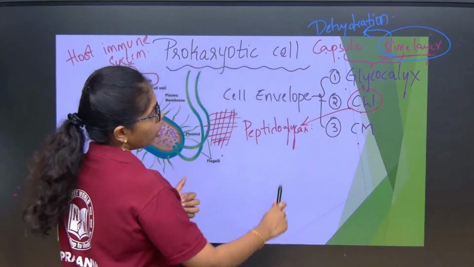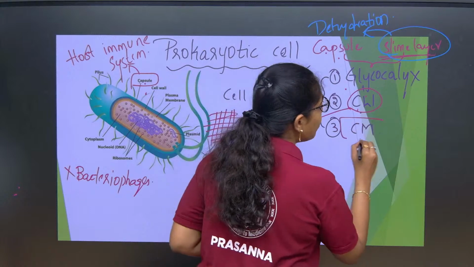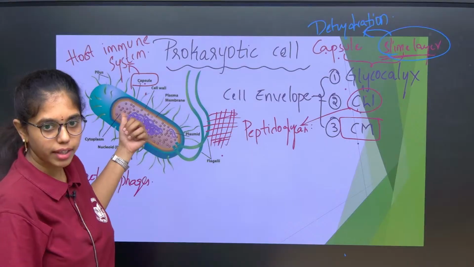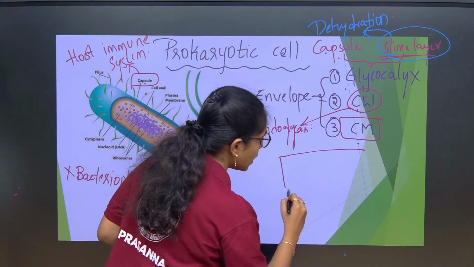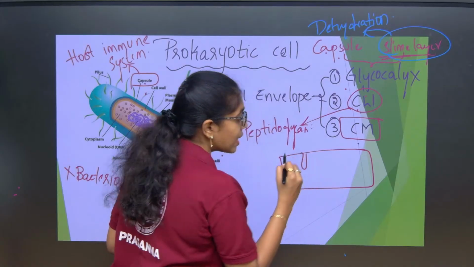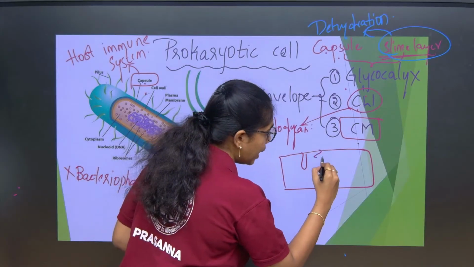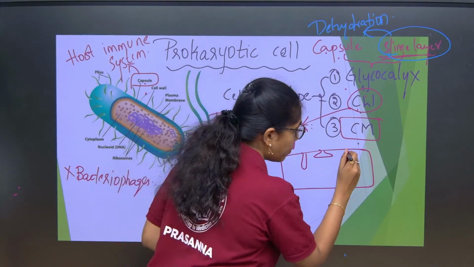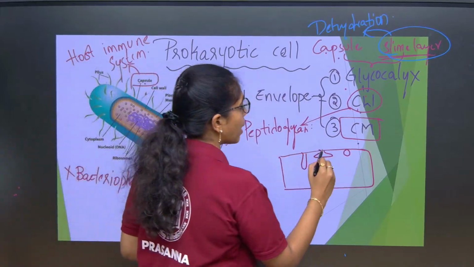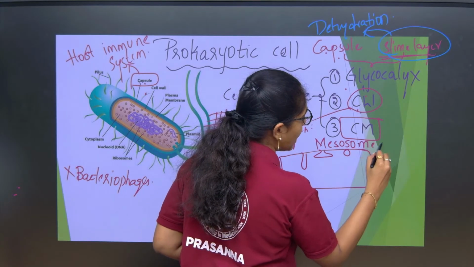Yes. So, cell wall is made up of peptidoglycan. Next is cell membrane. Here the cell membrane of bacteria is a little peculiar, wherein it has some extensions. These extensions can be tubular, or lamellar, or in the form of vesicles. These extensions are called mesosomes.